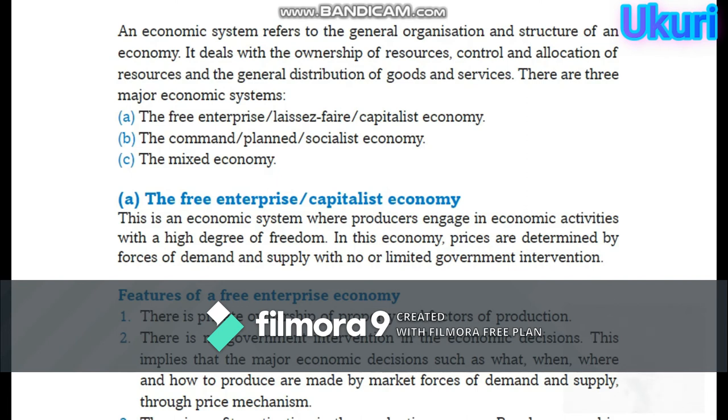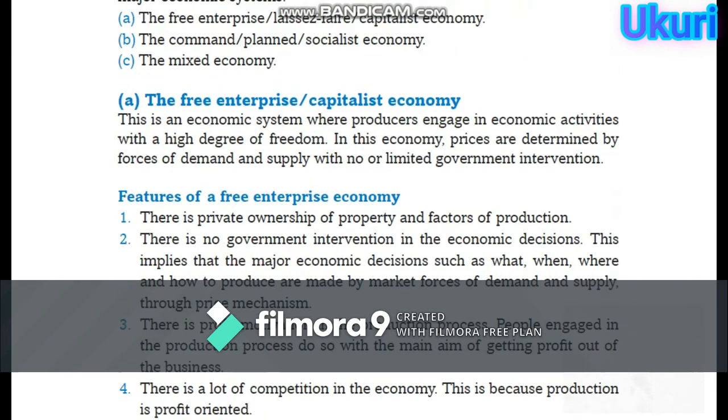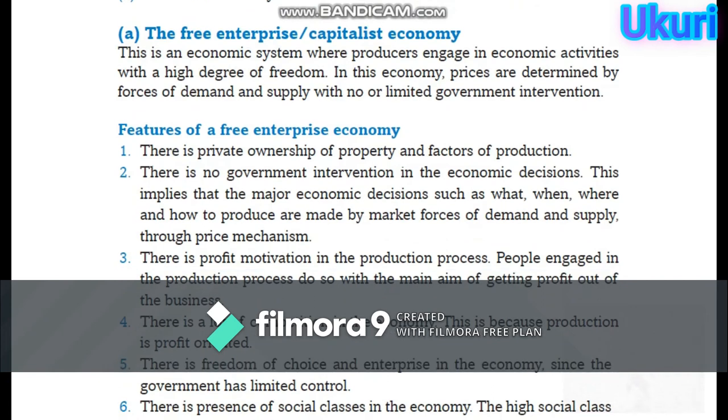What is the free enterprise? Free enterprise, or capitalist economy, or laissez-faire. This is an economic system where producers engage in economic activities with a high degree of freedom. In this economy, prices are determined by the forces of demand and supply with no or limited government intervention.